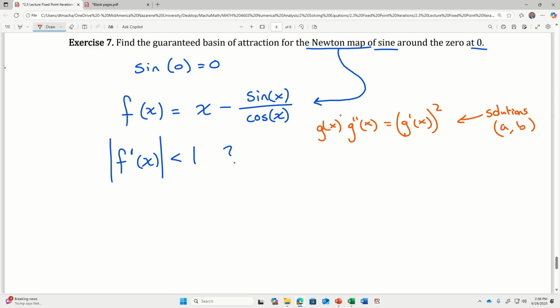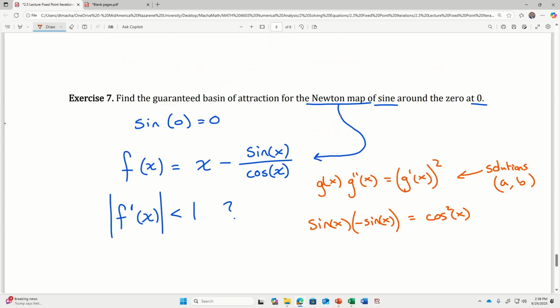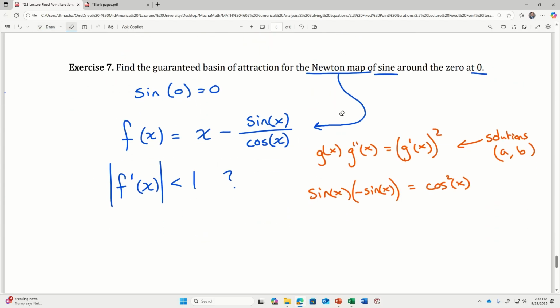But in any case, the g function is going to be sine of x. The second derivative of sine is negative sine. And then the first derivative of sine is cosine. So we get something like that. Only I think I forgot absolute values, didn't I? Yes, those are supposed to have absolute values. So that is what we're solving.